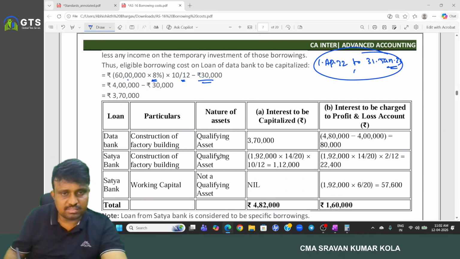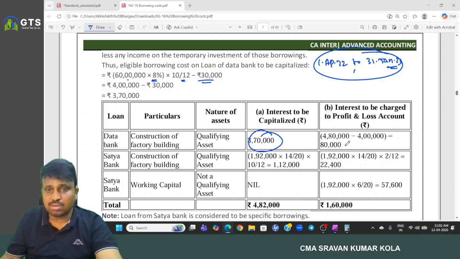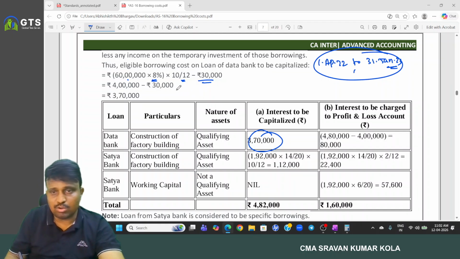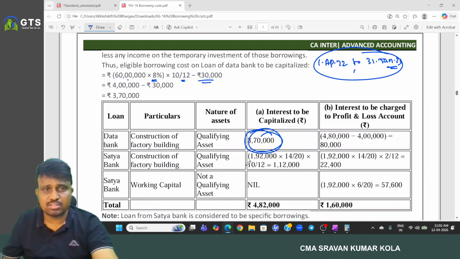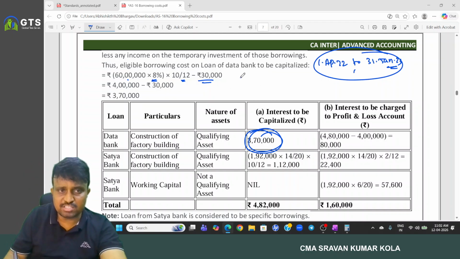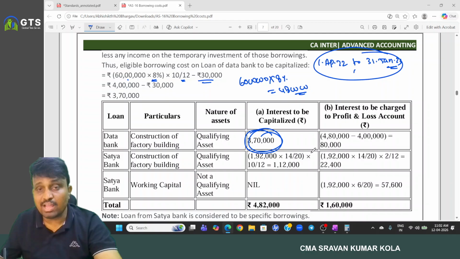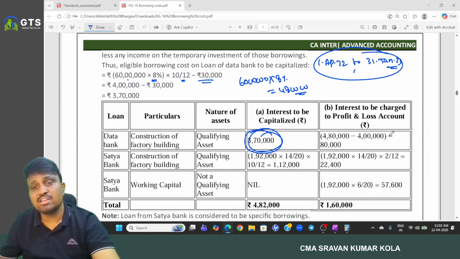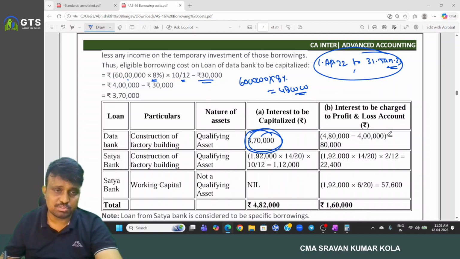So here is the construction of the factory building. This is out of the Data Bank Limited loan, so it is completely capitalized. So how much amount do we have? The interest to be capitalized here is 3,70,000. But actually the total interest incurred is 60 lakh into 8%, which is 4,80,000, and the remaining amount we have to transfer to the profit and loss account.